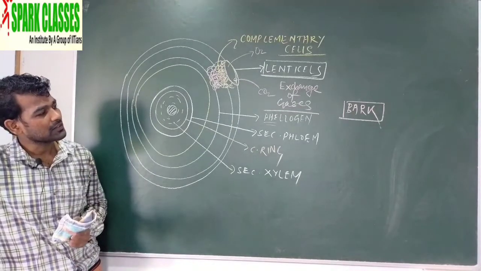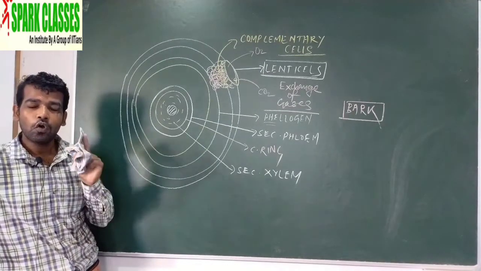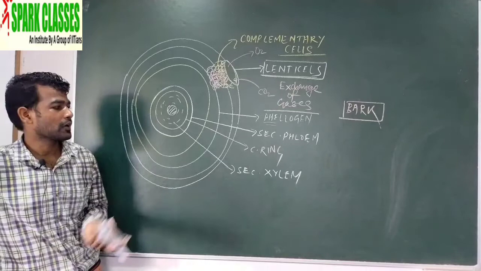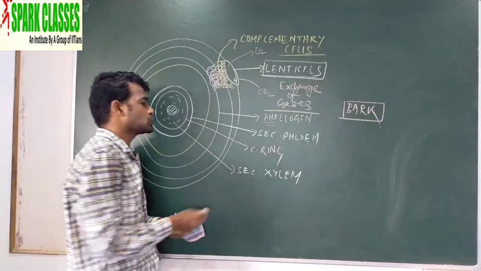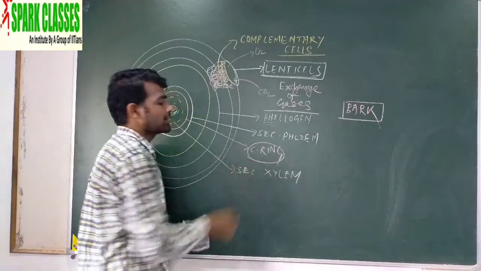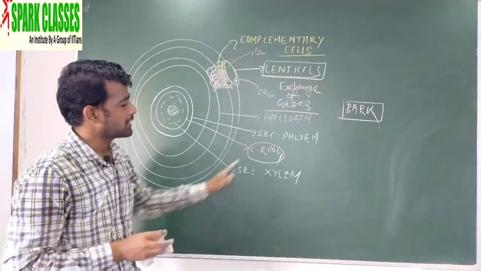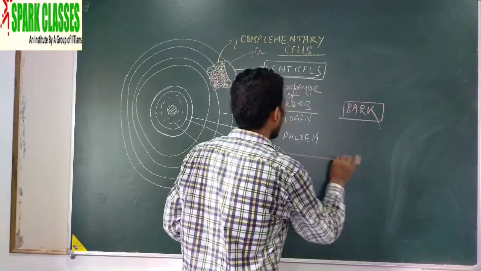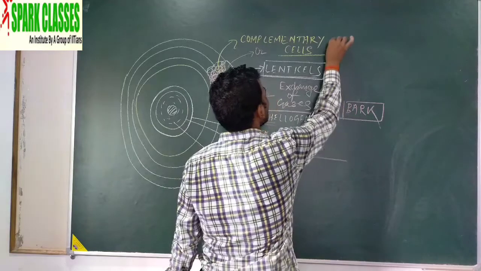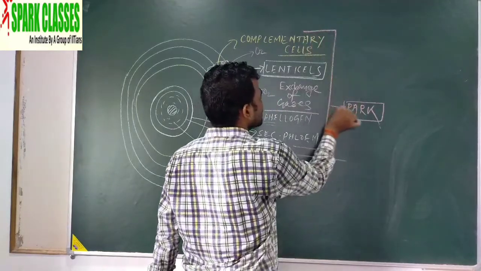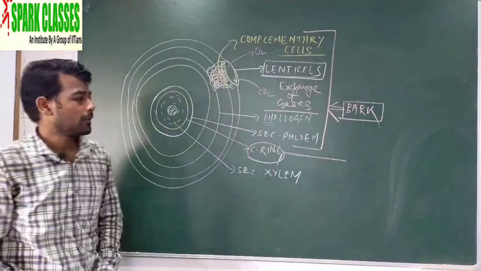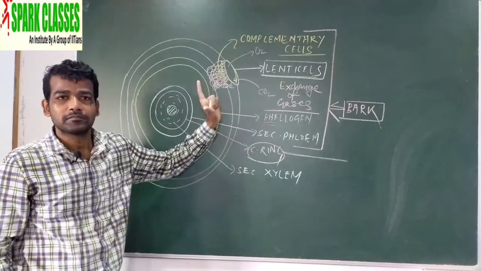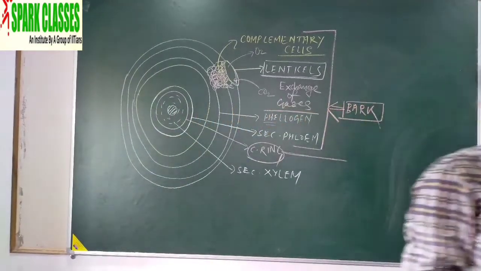What is bark? Bark is all the tissues present exterior to the vascular cambium or cambial ring. All the tissues present outside the cambial ring, not including the cambial ring. The cambial ring is the line. All the tissues outside the cambial ring constitute bark. So remember, bark is all the tissues present outside the cambial ring. So what will come?